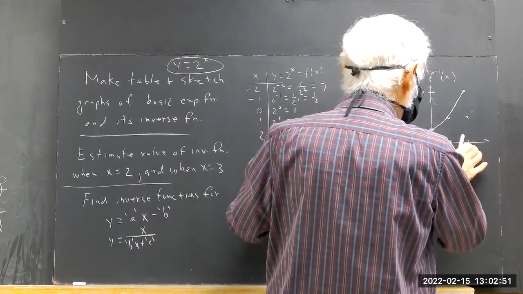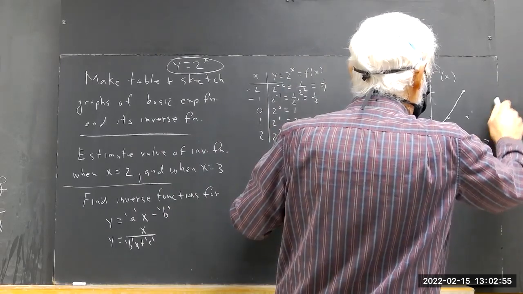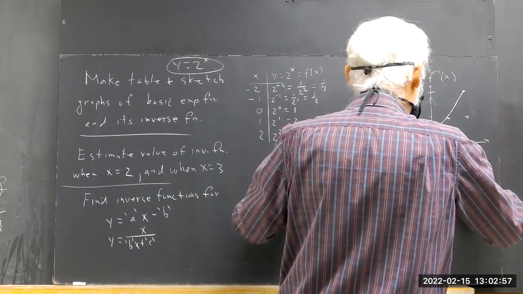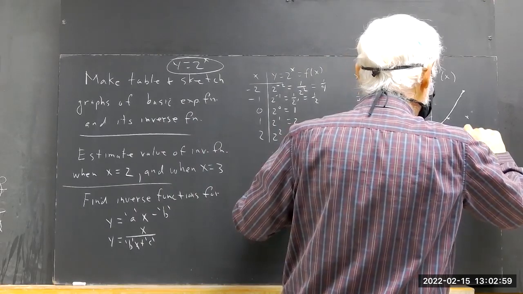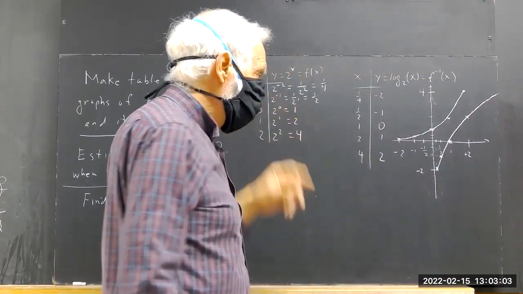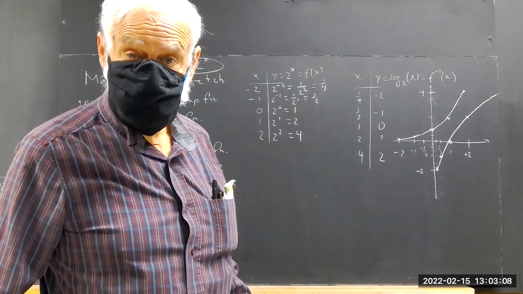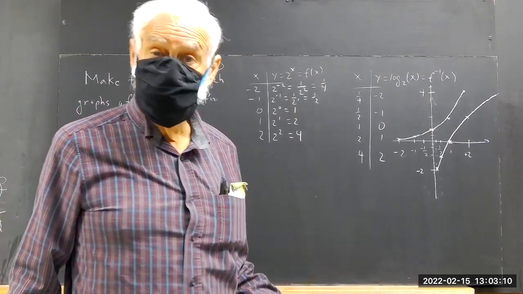And then I didn't really leave myself room. It goes off the edge of the page, but we'll just kind of plug it. 4, 2 is going to be up here. We're not going to quite get to it, but we'll get fairly close. So the graph goes on like this. Okay. There it is.